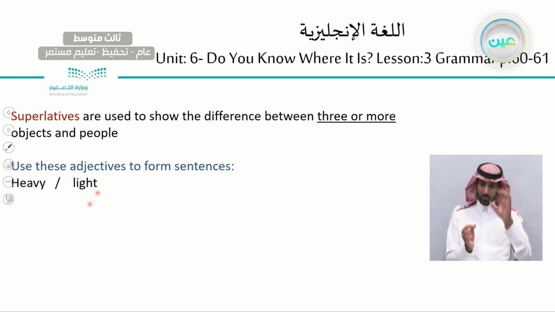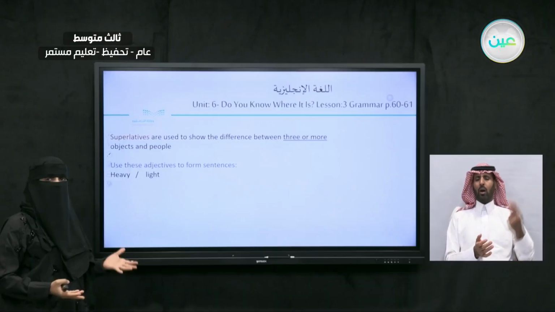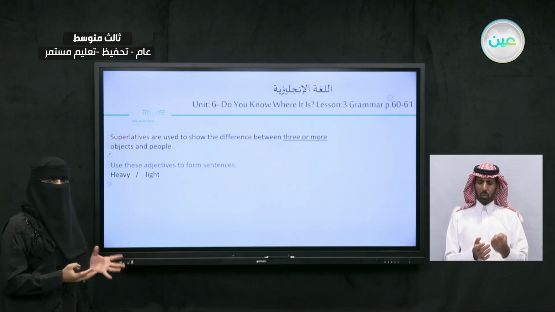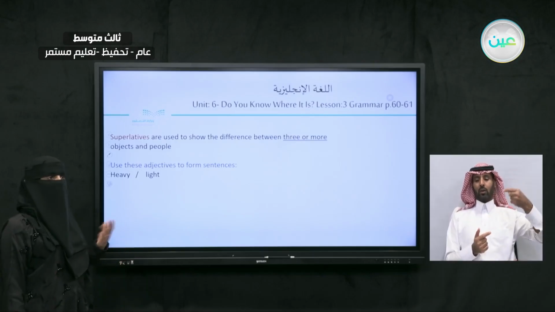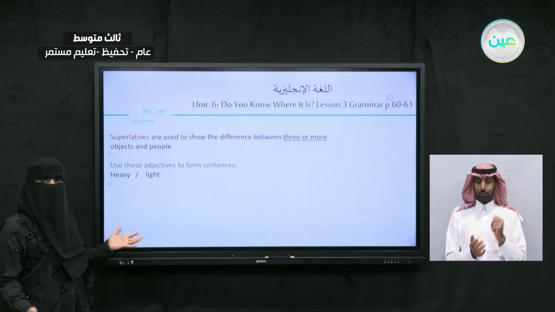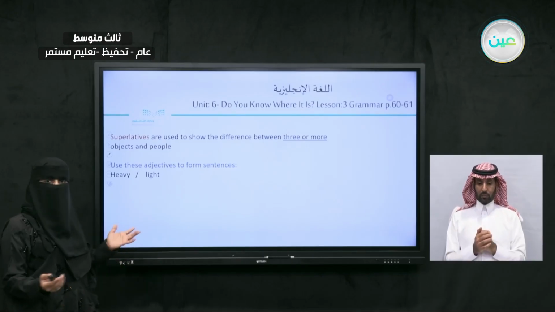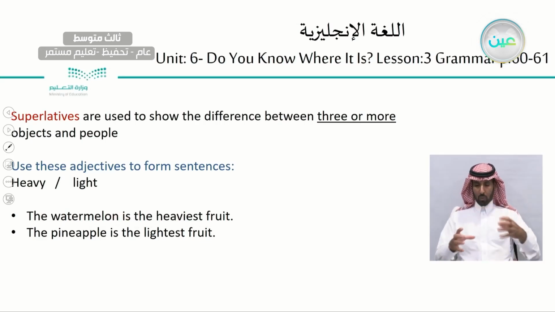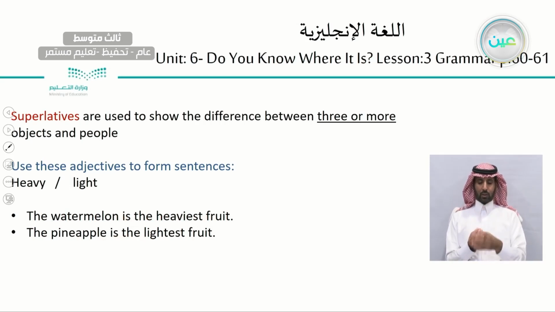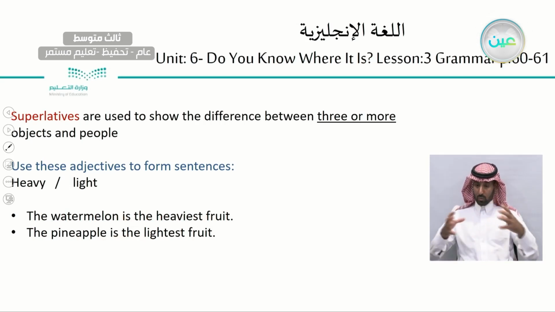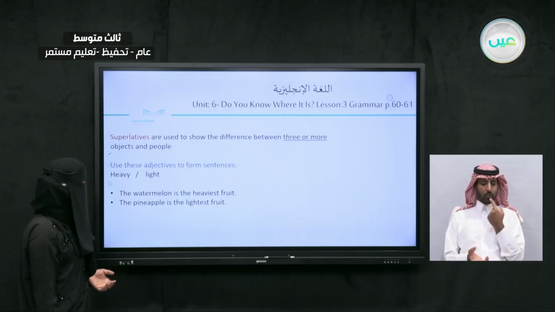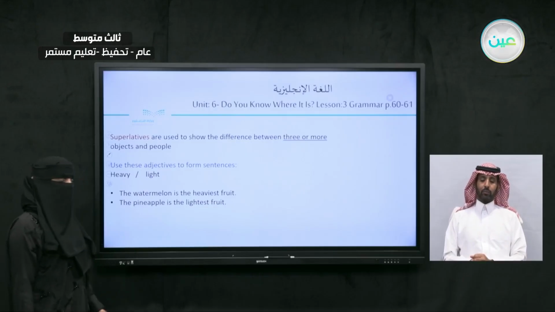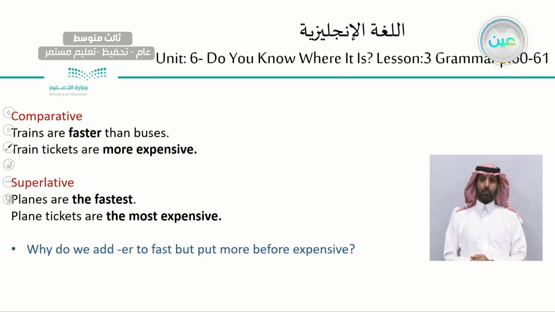We have heavy and light. Think about something heavy or light and compare this object with other things, like, for example, animals or fruits. These are examples: the watermelon is the heaviest fruit. The pineapple is the lightest fruit. If we have a group of fruits and we are comparing the weight between these fruits, these are the statements we write. The comparative uses the same statements here.